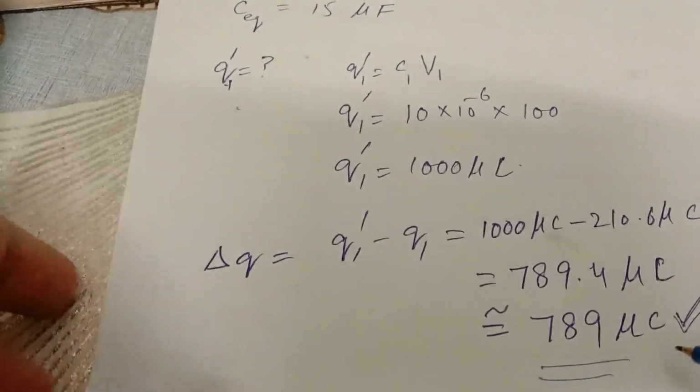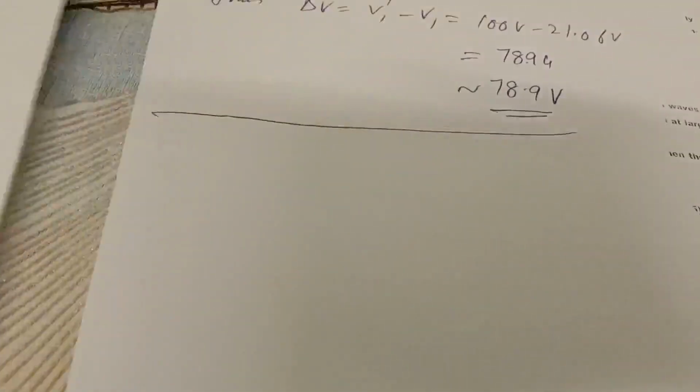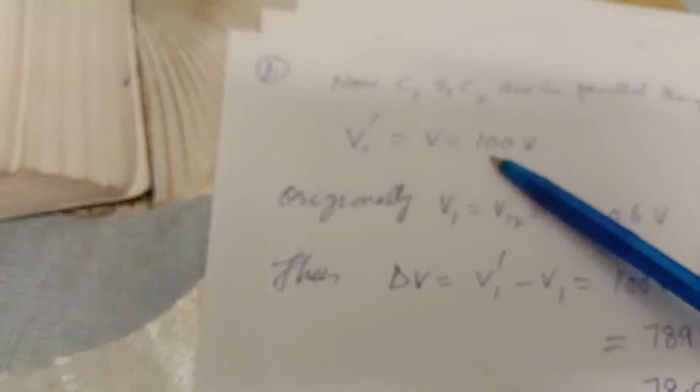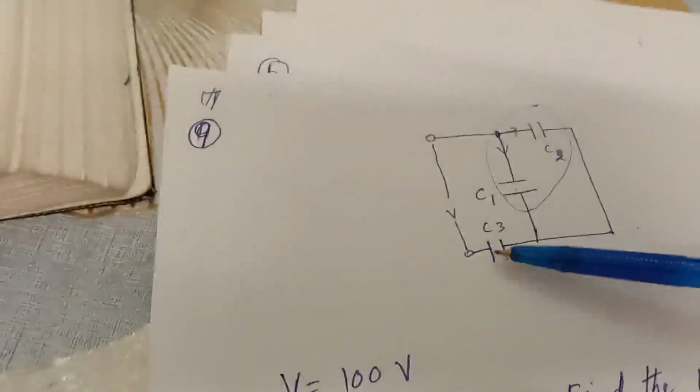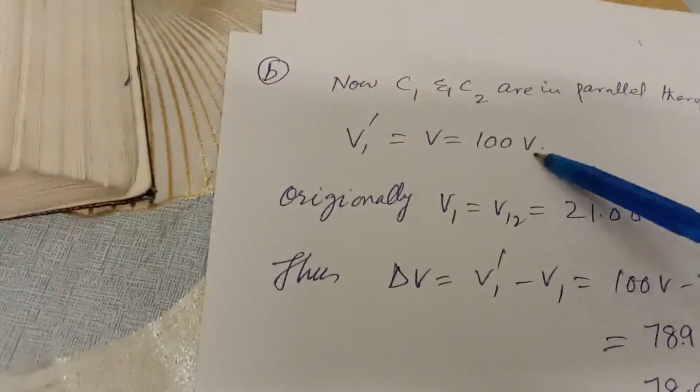The B part is the increase in potential. We have to find V1 dash. Now V1 dash is 100 volt, as we just found, because C3 is not present here. So these two are in parallel, and the potential difference between these two points is the potential difference between the plates of each capacitor. So the new potential difference is 100 volt.